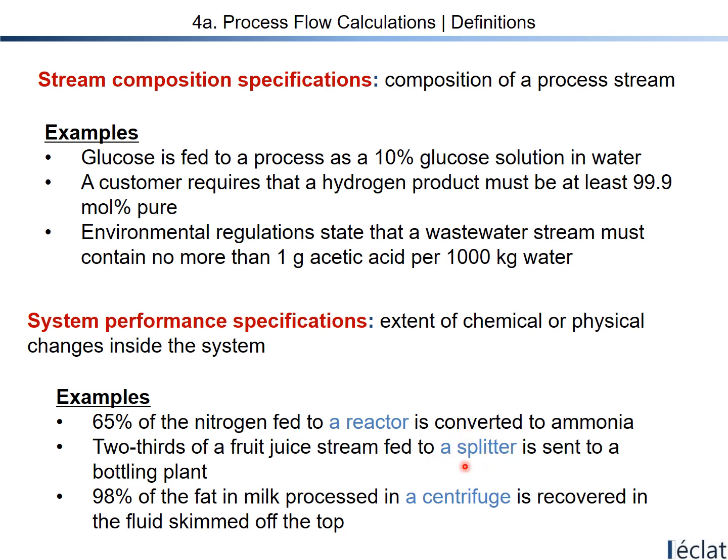Let's go to the last one. You have milk as the raw material, and the milk has some fat. The objective of the process is to get the fat from the milk. So you are using a centrifuge. The performance specification of this centrifuge is that 98% of the fat is recovered from the milk. So 98% is the system performance specification of this centrifuge.